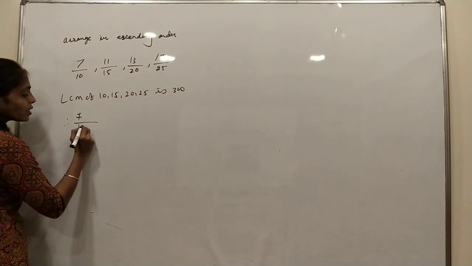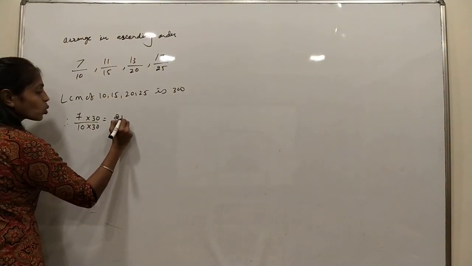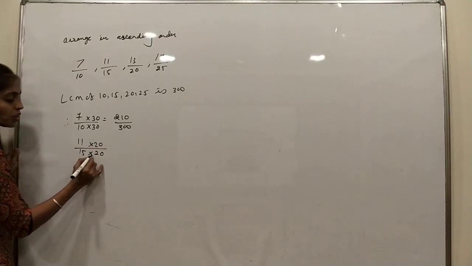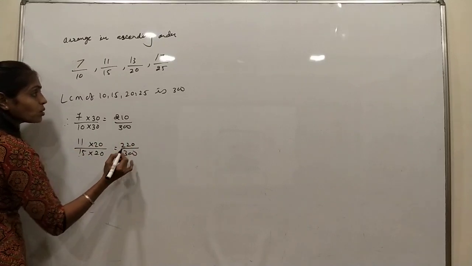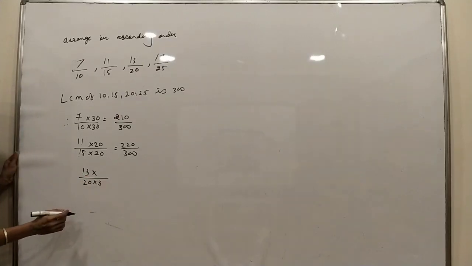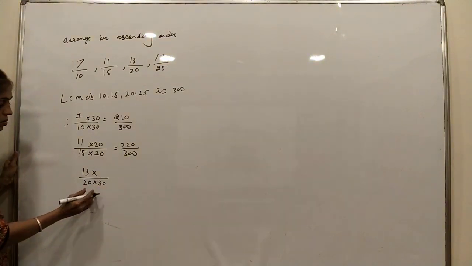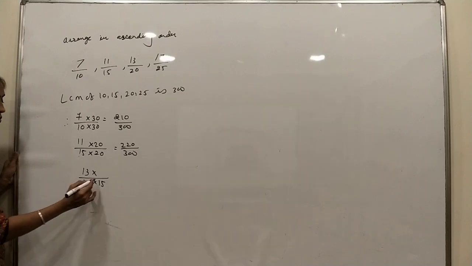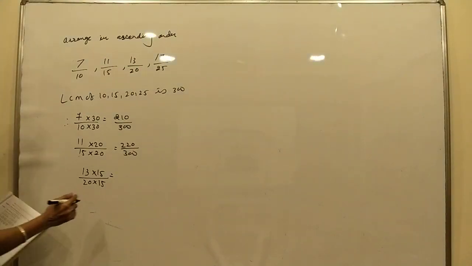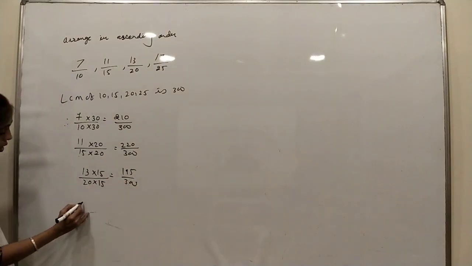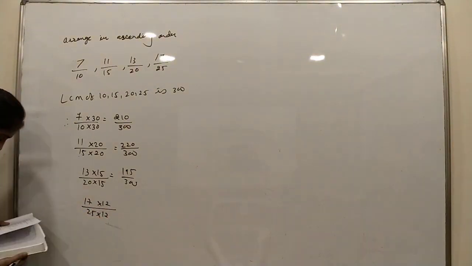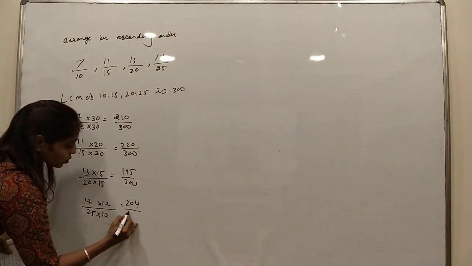So 7 upon 10 into 30, 210 upon 300. Now 11 upon 15, 15 twos are 30, 300 is the LCM, so 220. 13 upon 20, 20 times 15 is 300, so 13 into 15 is 195 upon 300. 17 upon 25. 25 times 12 is 300. 17 into 12 is 204 upon 300.